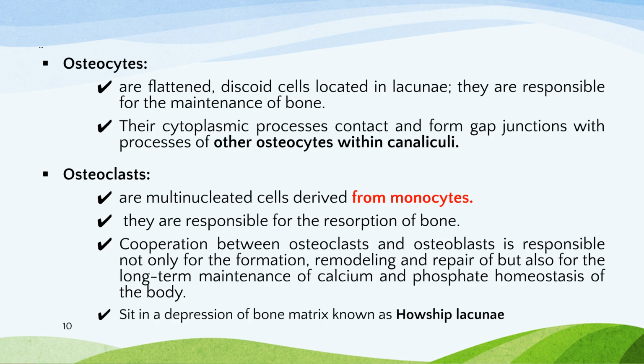maintenance of bone. Their cytoplasmic processes contact and form gap junctions with the processes of other osteocytes within tiny canals, called canaliculi. On the other hand, osteoclasts are multinucleated cells derived from monocytes, and they are responsible for the resorption of bone. The cooperation between osteoclasts and osteoblasts is responsible not only for the formation, remodeling, and repair of bone, but also for the long-term maintenance of calcium and phosphate homeostasis of the body. These osteoclasts typically sit in a depression of the bone matrix known as a Howship lacuna.